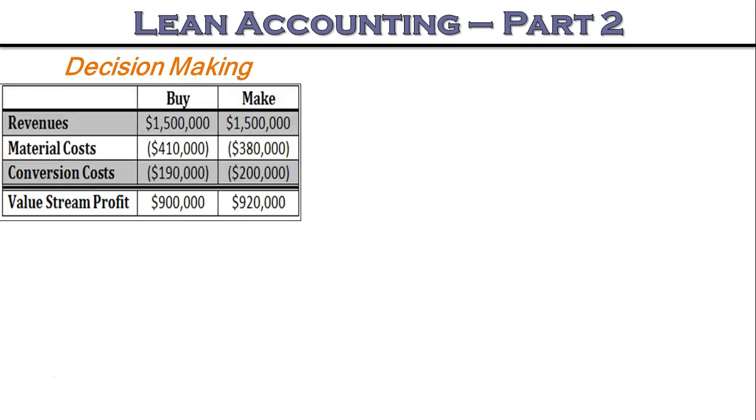A typical analysis would look as follows. The profitability of the value stream increases under the make alternative, and so the decision would be to make the component rather than to buy it. While analysis of the effect on value stream profitability has its merits, it also has its perils.